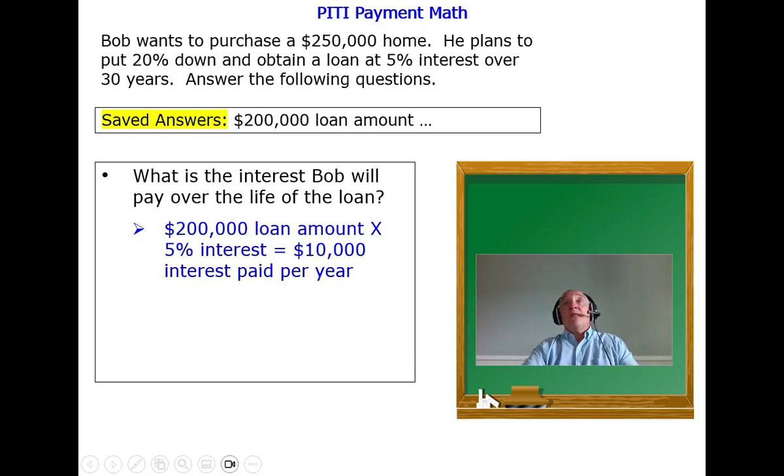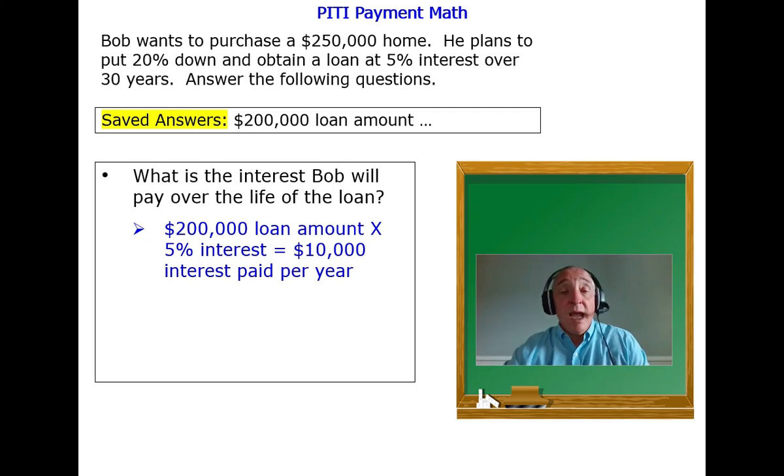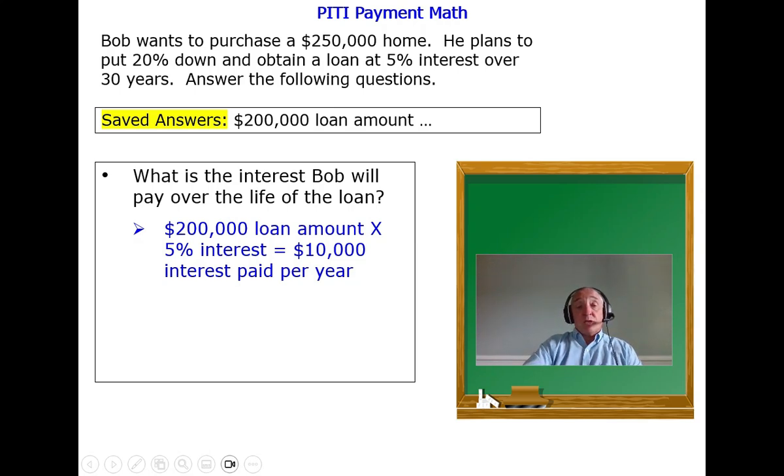So when we're trying to figure out what the monthly interest is, if I knew that the interest was $10,000 a year, then I could take that and divide it by 12. Using our handy dandy calculator, 10,000 divided by 12, we would get $833.33. That would be how much interest would be per month.